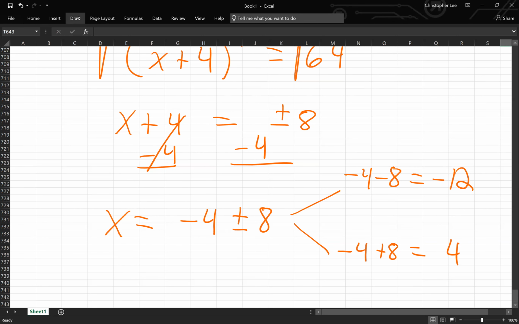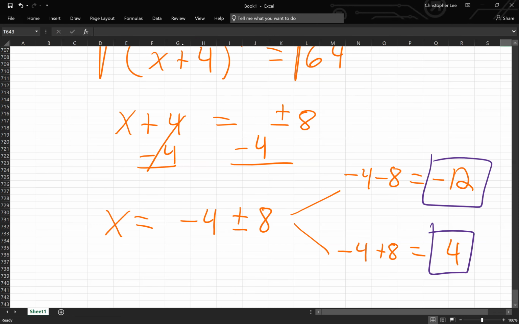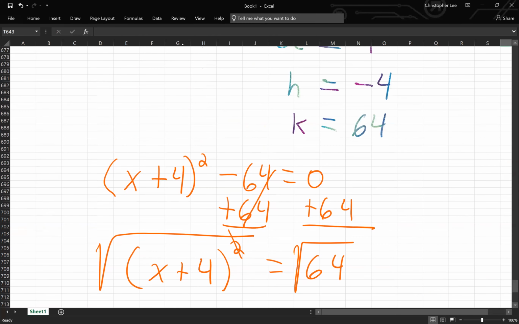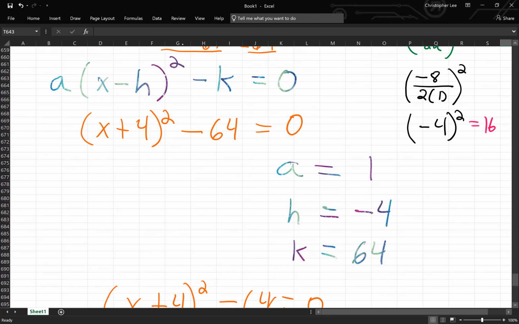So if I'm asking you in the homework what is the answer to these, these are your answers right here: 4, negative 12. It doesn't matter which order, though they'll tell you in the question. Some questions might say, give me the small number first and then the large. So this is the answer to the questions. But if you have the other type of question on the homework where they say, I want you to set it up in standard form and give me the A, the H, and the K, this is how you do it. All right?